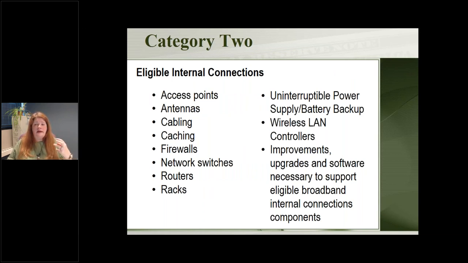So your access points, cables, firewalls, routers, racks, wireless access points, power supplies, and then any sort of improvements or upgrades that need to be done that have to do with your internet connection. And software is mentioned here, and I'll specify about that. This is software related to running your network, software related to getting your internet working. So not software like Microsoft Word on our computers or anything like that, but any networking software that you might have that makes your internet run.